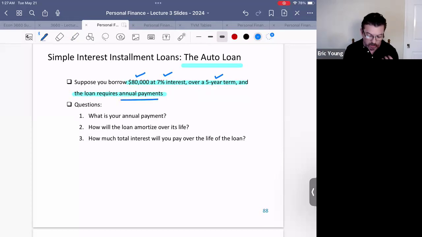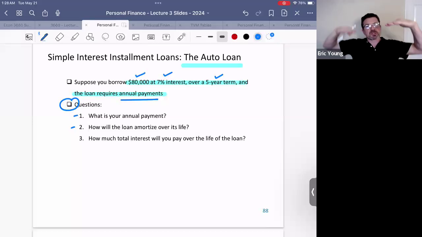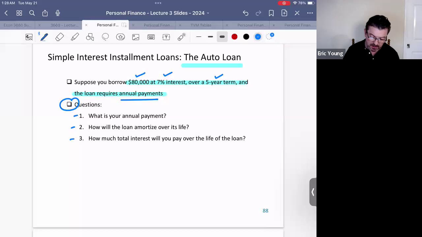Okay? We're going to need to think about 3 questions. Question 1, how big is your annual payment going to be? In other words, how much money do you have to pay every year to retire this loan in 5 years? The answer is not going to be 80,000 divided by 5, because 80,000 is just your principal, and your payment has to account for both the principal and the interest. Number 2, how will the loan amortize over its life? Meaning, with each payment that you make, how will it shift between interest and principal? And then number 3, given all of this, how much interest are you actually paying?